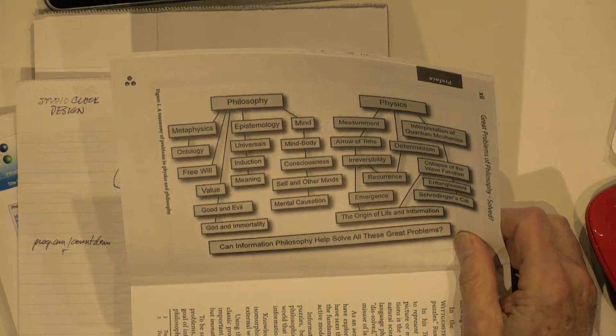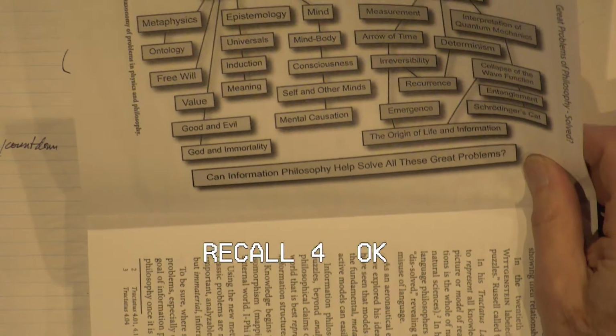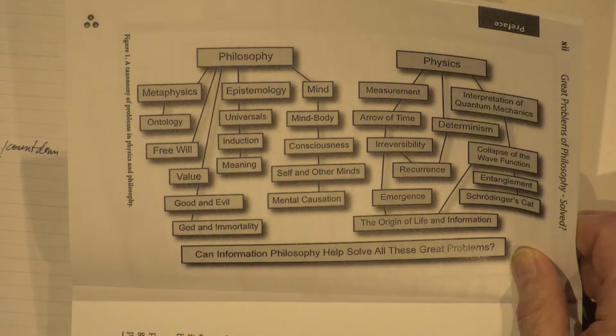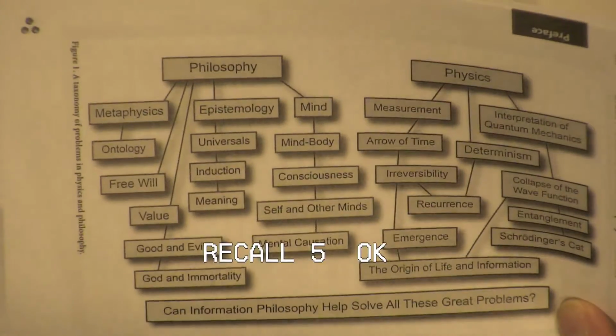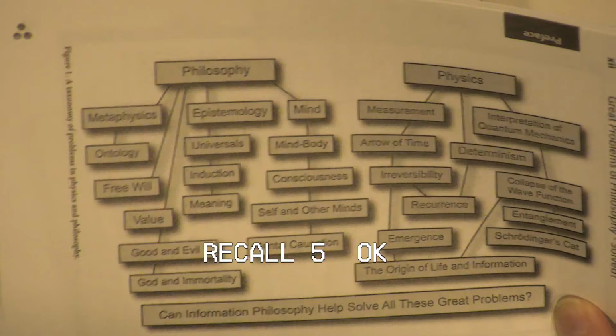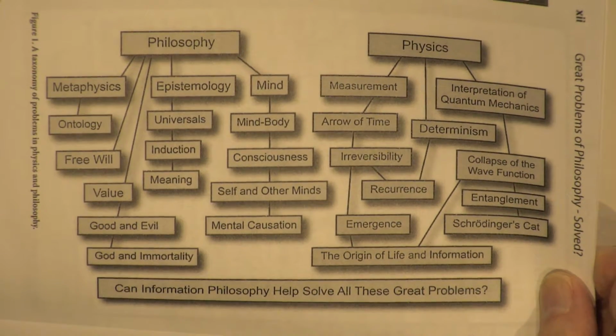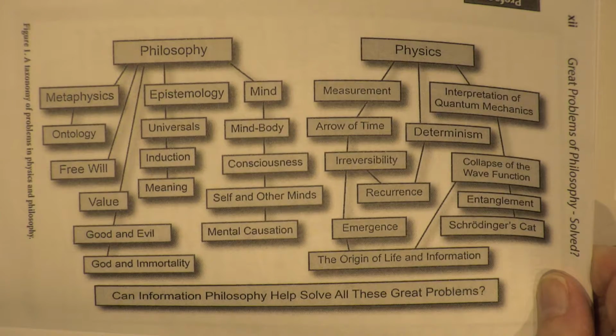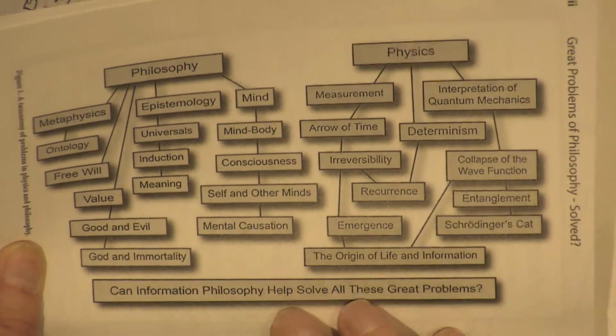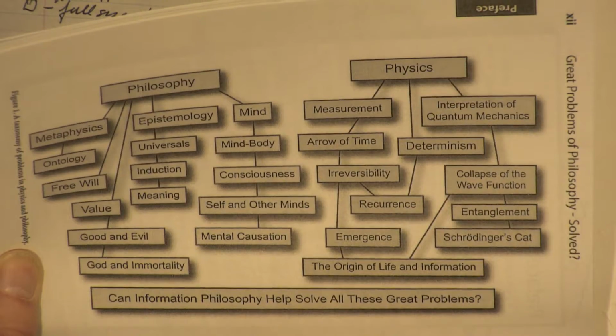Let's see if we can go to 4. Perhaps you can read those. Let's try 5. Even better. I've made a taxonomy of the great problems. About 30 of them, I think.